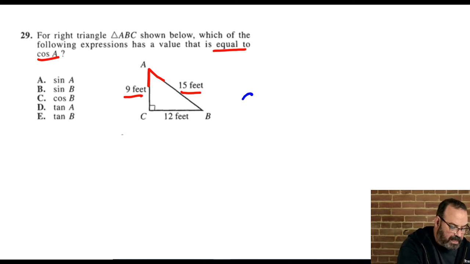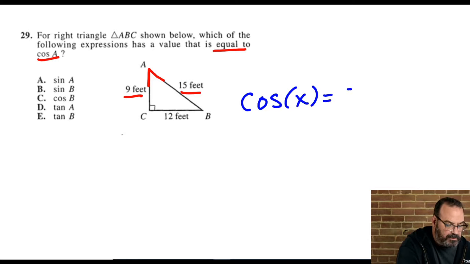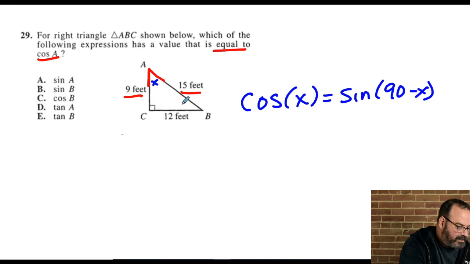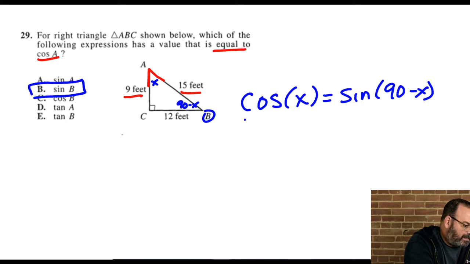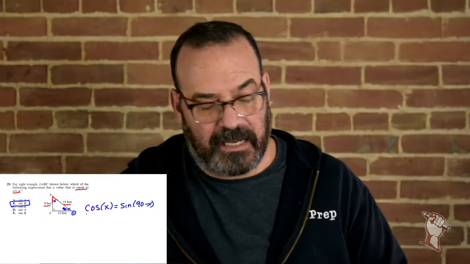The cosine of x degrees is equal to the sine of 90 minus x. This angle is x, this angle is 90 minus x. So the sine of B is equal to the cosine of A, the sine of B. Answer choice B, the sine of B.